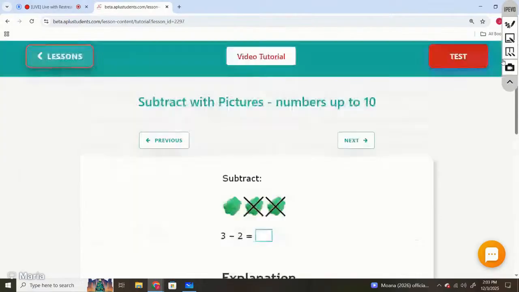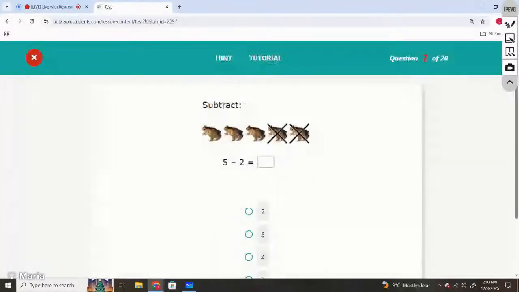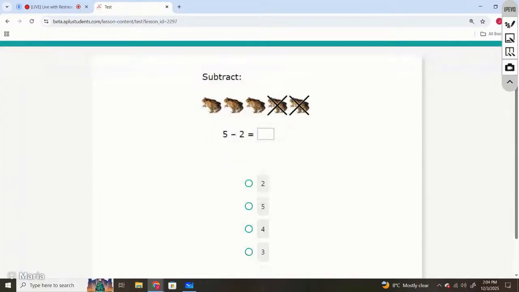Let's just start with the test questions. Subtract 5 take away 2. So you have total 5 frogs. 2 of them are crossed out. You need to count the ones that are not crossed out, right? So they are 1, 2, and 3. 3 of them are not crossed, right? So the correct option is 3. Option number 4 is the correct option.